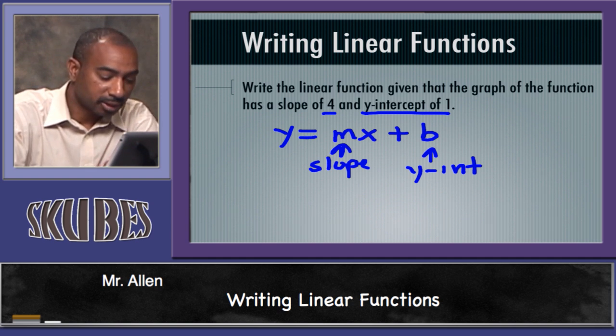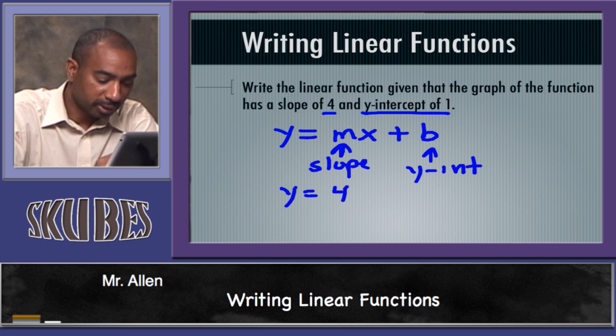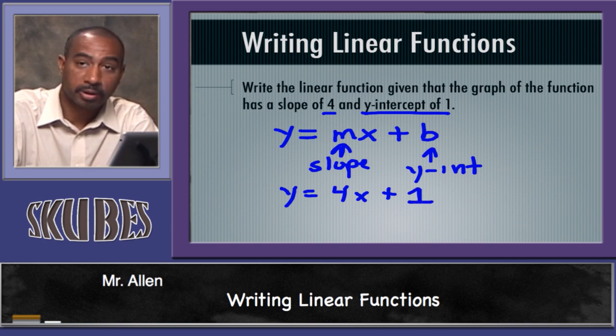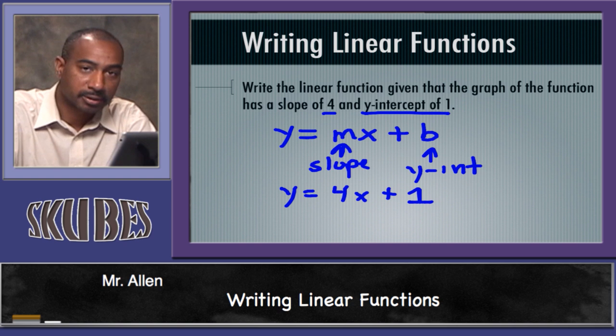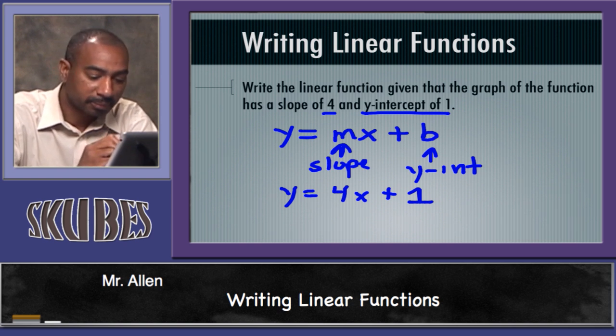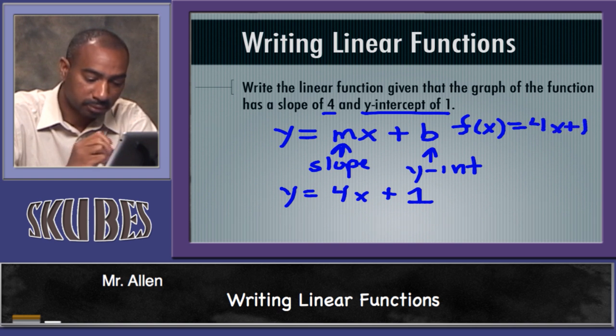So what you're going to do is say y equals, and the slope is 4, so you put 4x. Since the y-intercept is 1, we put plus 1. And if you want it in function form, you can express y as f of x. So you write it this way, where x represents all the input numbers. And your function rule is 4x plus 1. That's it.